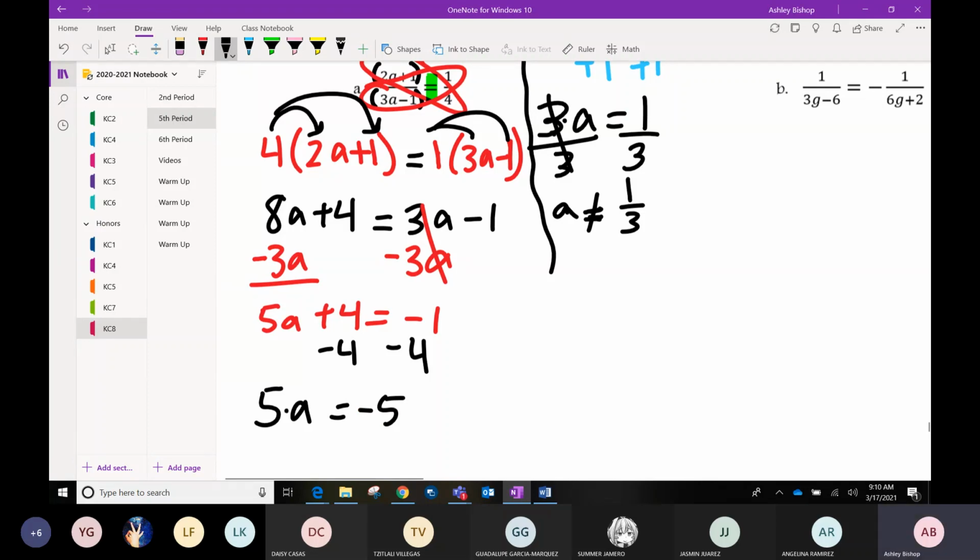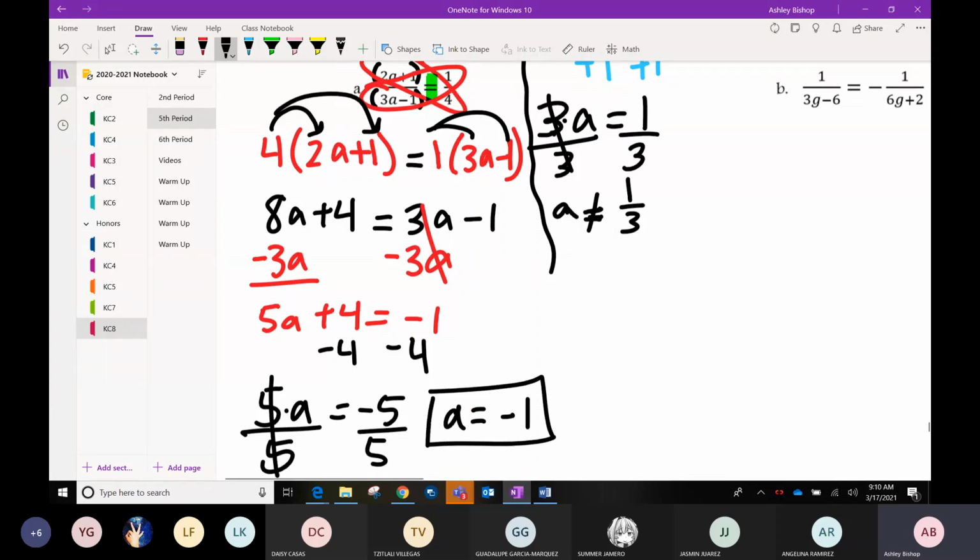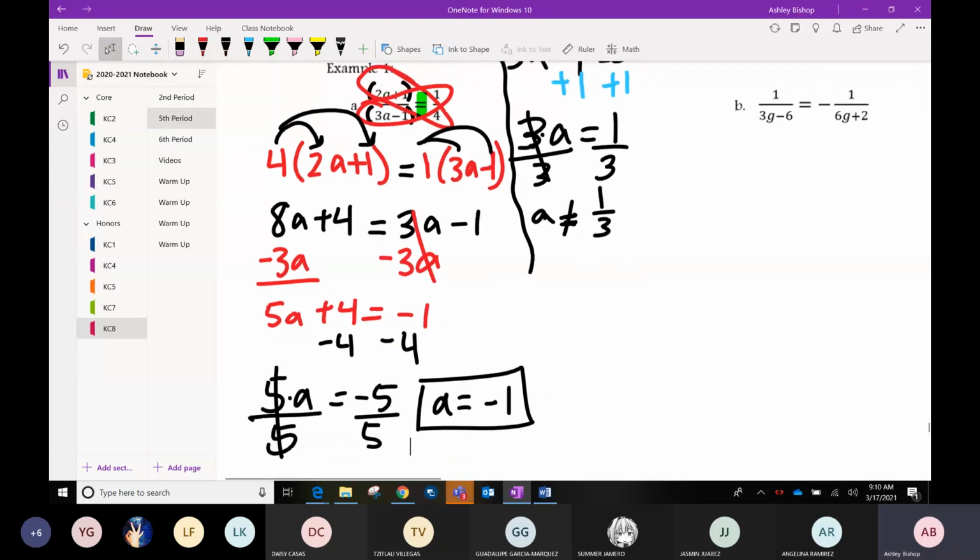In the chat, what is my last step going to be to solve for a? In the chat, please. Please don't unmute yourself. What is my last step going to be to solve for a? Divide by 5. Good. So then a is actually equal to negative 5 divided by 5, which is negative 1. And so a is equal to negative 1. That is a good answer.